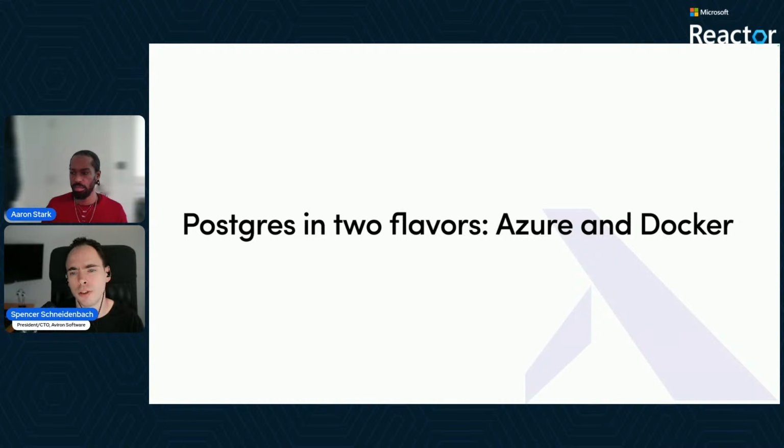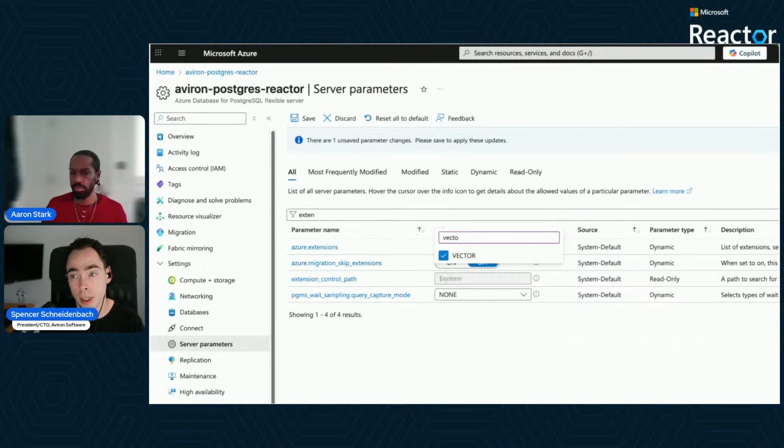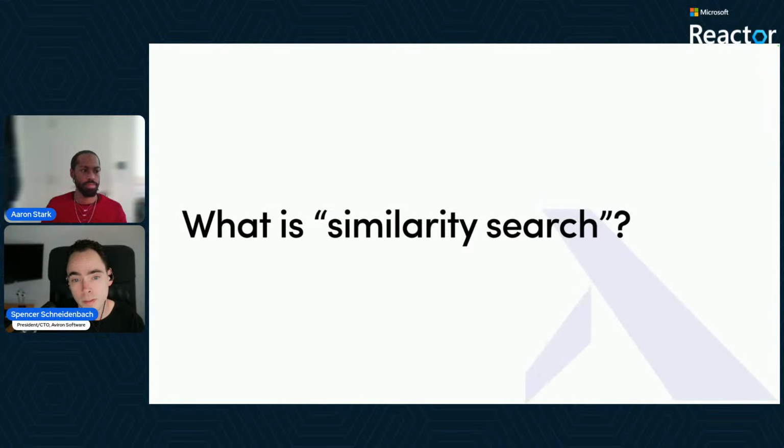So we've got Azure and Docker. You'll be able to run the code and run it on Docker. You could also give it a connection string and point it to an Azure database like I have right here. I showed you a little screen. You have to enable the vector database by going to settings, server parameters, and then making sure that in the Azure.extensions you select vector to allow it to be installed. So just a little bit of housekeeping there.